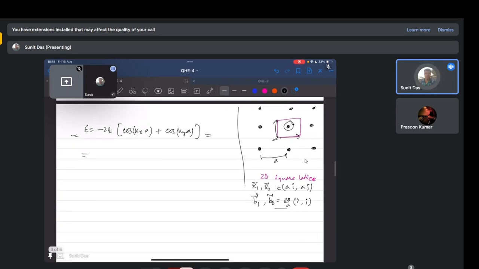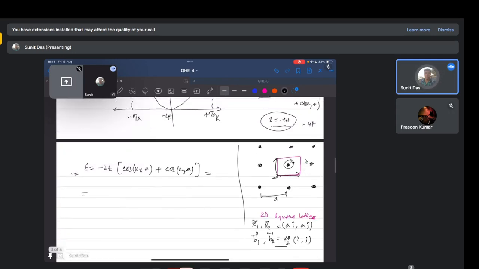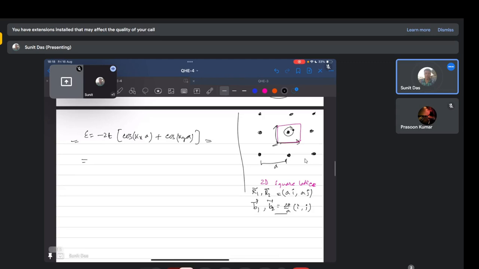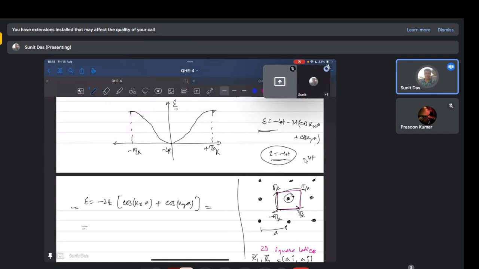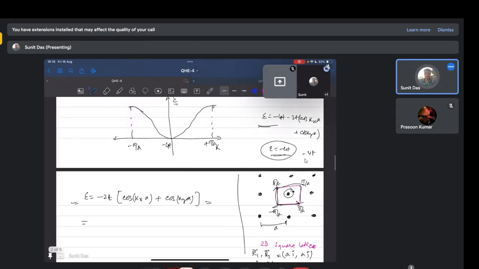So if you construct the Brillouin zone in the k space, it will also look like a square with boundary minus pi by a and pi by a. So what we really see here is that around the zero, or the midpoint, of the Brillouin zone.